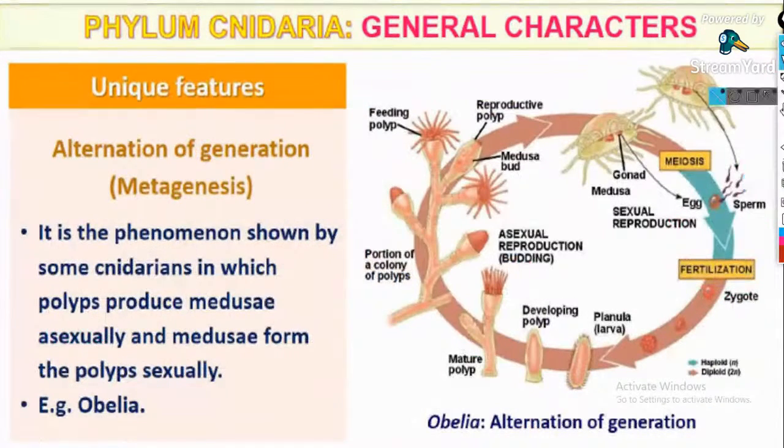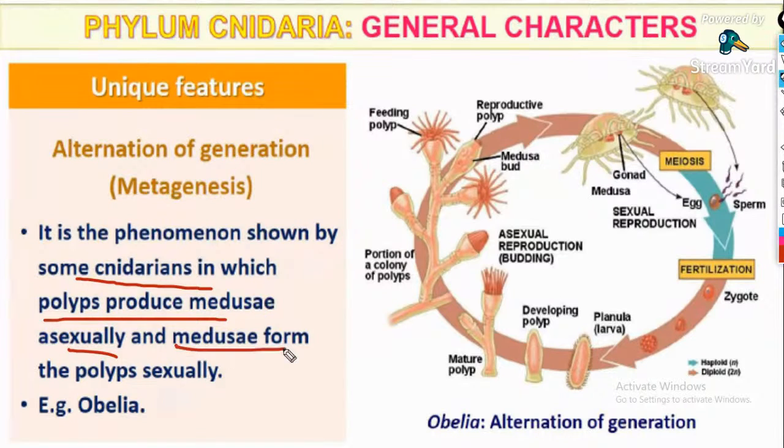So alternation of generation or metagenesis is a phenomenon shown by some cnidarians in which the polyp produces medusae asexually and medusae form polyps sexually. An example is Obelia. All these are examples and we will discuss them at last.